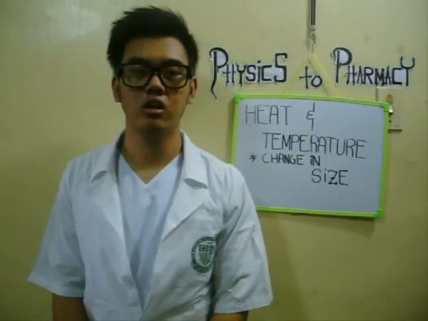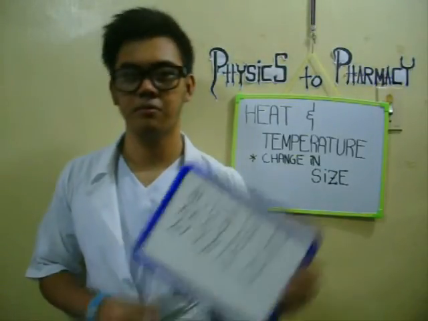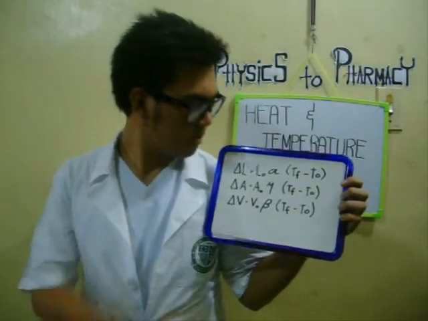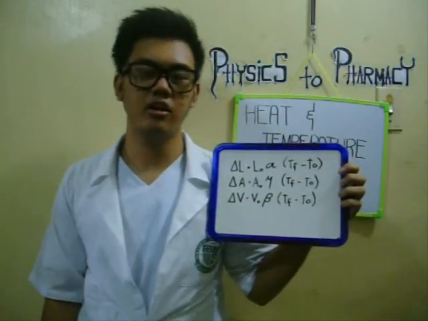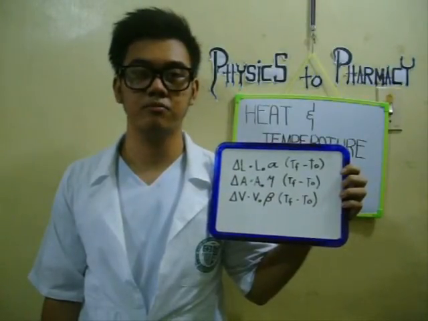Substances expand when they are heated or contract when they are cooled. The changes in length, changes in area, and changes in volume when the temperature changes from TO to TF are given with the following formulas. These three signs are the coefficients of the linear expansion.